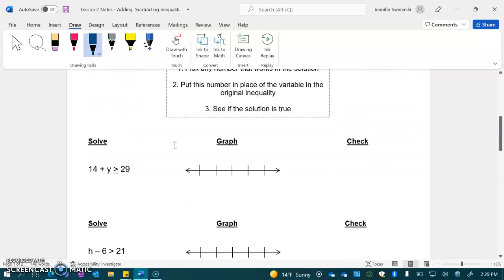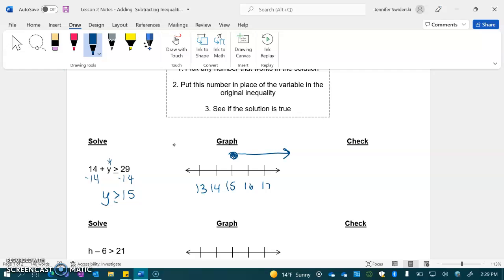Let's try another one. Goal is to get y by itself. To do that, I'm going to subtract 14 from both sides. So I get y is greater than or equal to 15. I'm going to go ahead and graph that. So I'll say that this is 15. I've got 16, 17. This would be 14 and 13. Would my circle be open or closed? Well, we learned yesterday my circle will be closed. And my arrow is greater than or equal to, so it's going to the right.